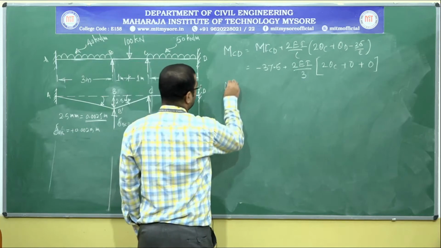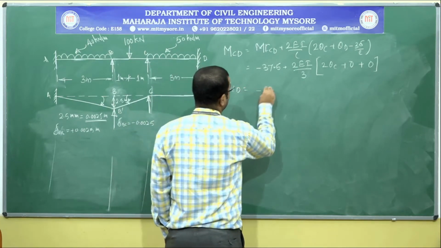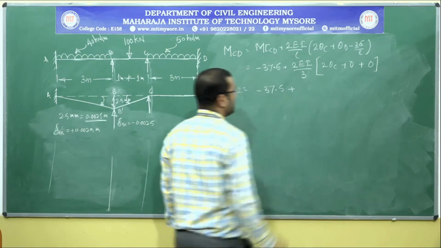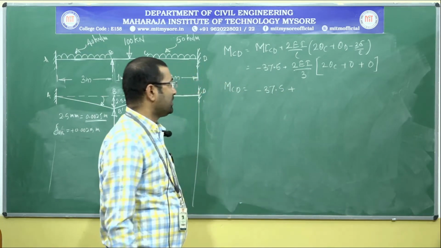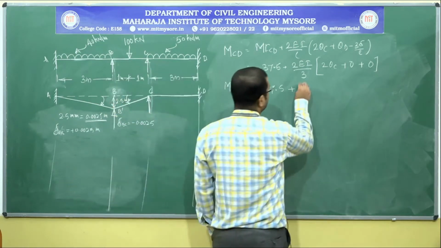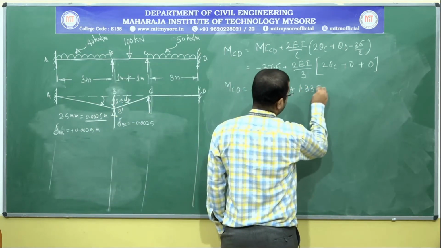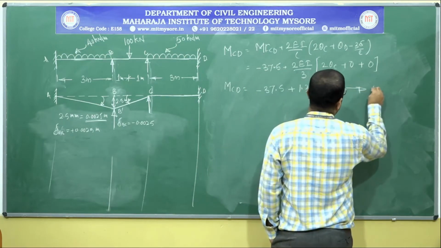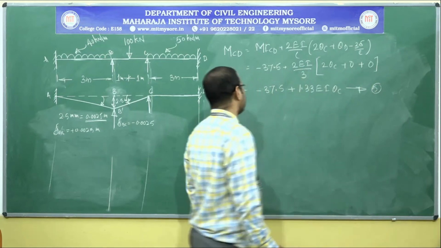So MCD yields to minus 37.5 plus 2 into 2 by 4, it is 1.33 EI theta C. So let me call this equation number 5.